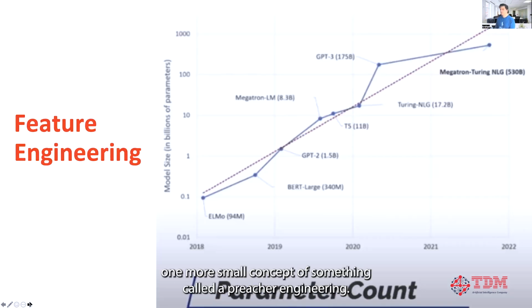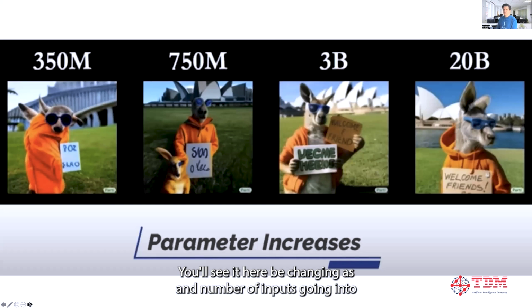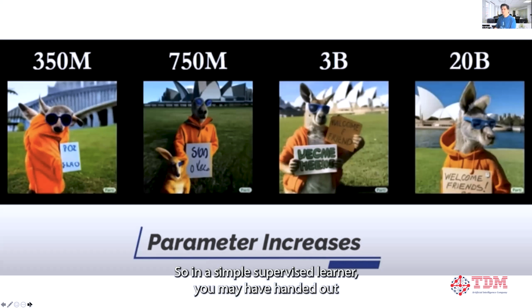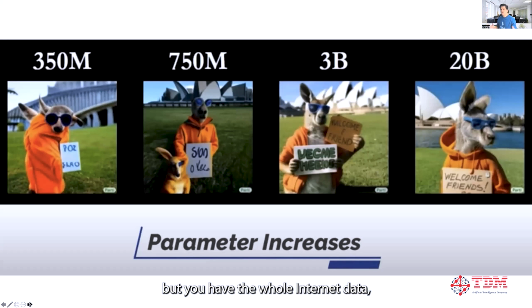Now, before I go further, one more small concept called feature engineering. What is feature engineering? Feature engineering is the number of inputs going into any machine learning or AI model. In a simple supervised learner, you may have 100 or 150 features to predict some sales outcome. But here you have the whole internet's data. How many features do you need? It's just crazy, right? So if you have 350 million parameters going into a corpus, this is the outcome you see. 750 million, this is the outcome. 3 billion and 20 billion, you see the outcomes of that training.